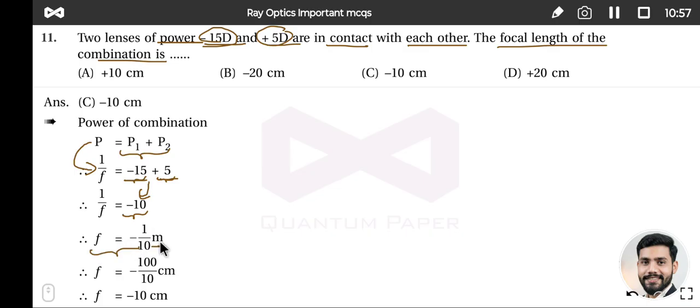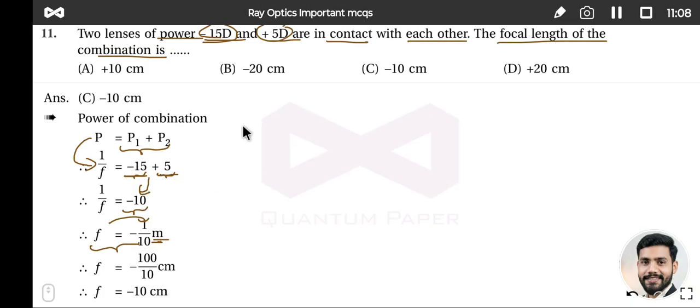But it is in meter, which is focal length. If we convert in terms of centimeter, 1 meter means 100 centimeter. So 100 by 10, which is nothing but minus 10 centimeter, because we want the answer in centimeter. So the correct answer is C, minus 10 centimeter. Look at the next one.